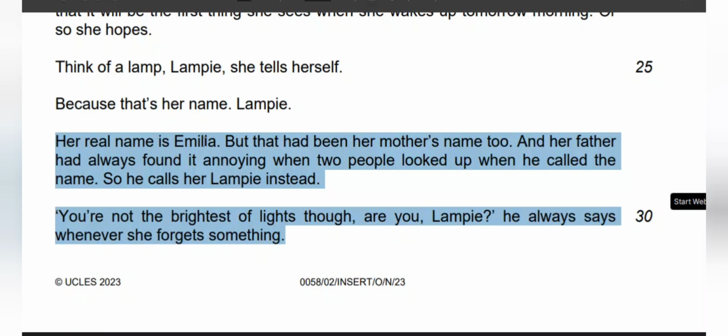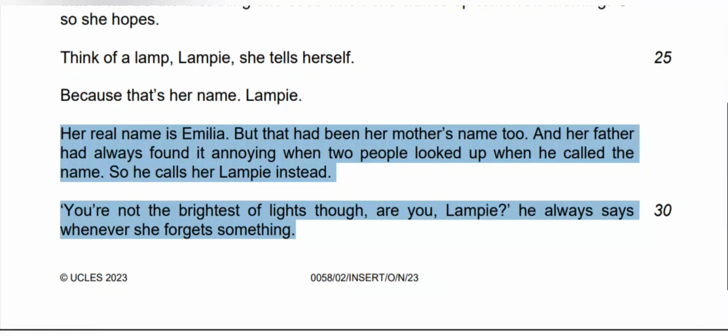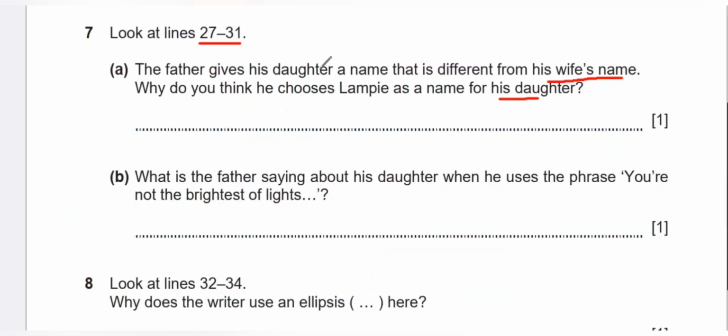Her real name is Emilia. Yes, I was right. Her name is Emilia, so her dad called her that name maybe because her job is to light the lamp. Lampy, so Limpy, lamp, something like that. So the answer is, why he gave her that name? Because it's her job to light the lamp every day.